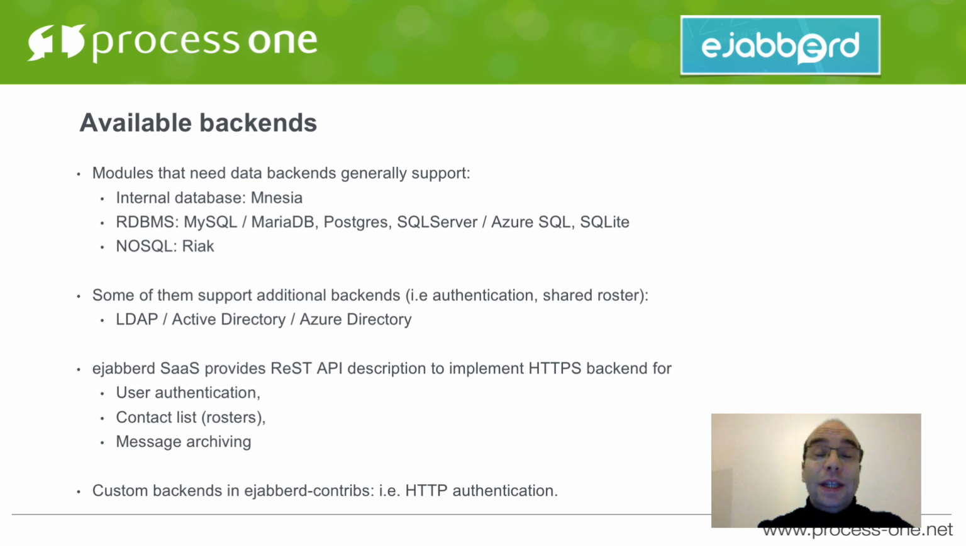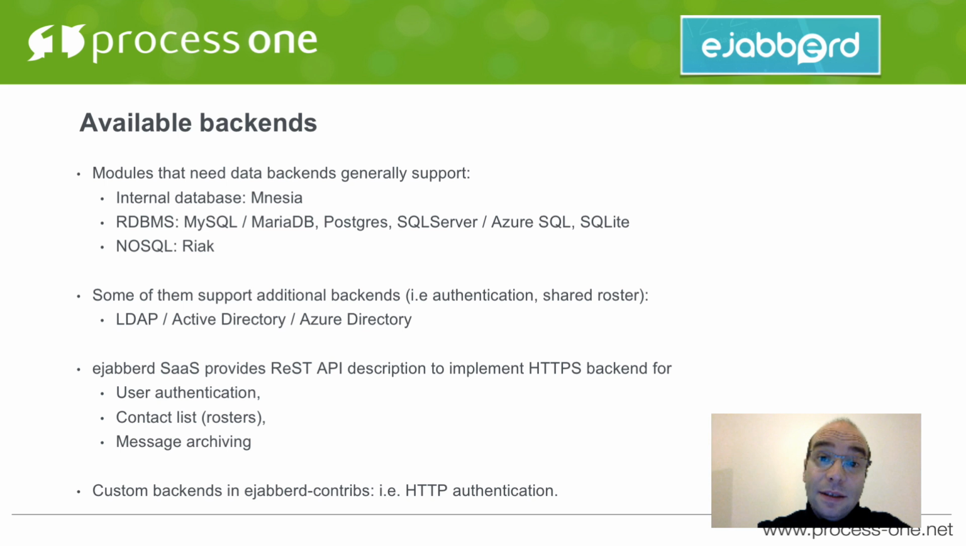For ejabberd SaaS, we developed a full set of extra backends, which are basically calling REST API endpoints to implement HTTPS backends for user authentication, for contact list roster, and for message archiving. I mentioned that quite extensively in the first XMPP Academy. So if you are not aware of that, you can watch the previous video on the ProcessOne video channel, and you can get a better idea of how you can integrate with your own backend using HTTP with ejabberd deployed as a SaaS platform.